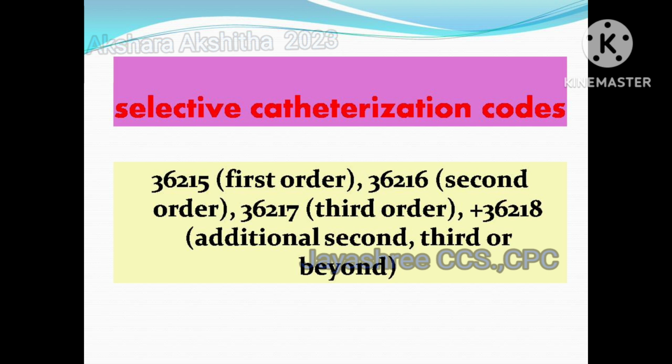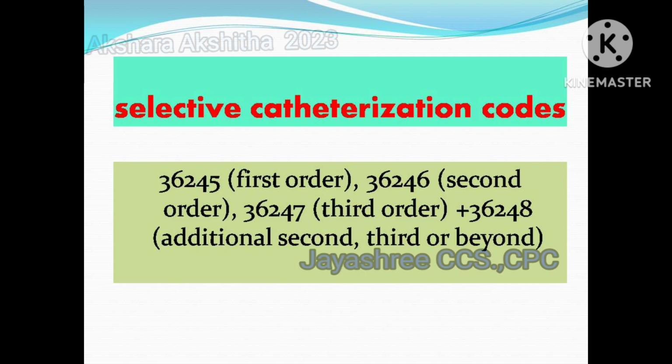Now I will explain the order CPT codes. First order CPT codes are 36215, 36245. Second order CPT codes are 36216, 36246. Third order CPT codes are 36217, 36247. Then beyond the third order, 36218, 36248.